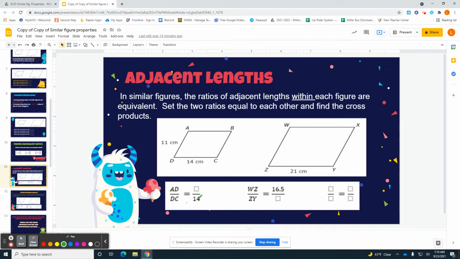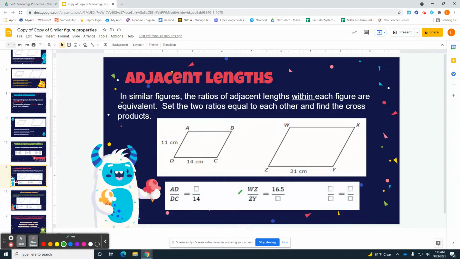So we're gonna set two ratios that are equal. Like AD and DC, those are adjacent lengths. Then WZ and ZY. So we're gonna find the cross products. Finish setting up these ratios and find the cross products.